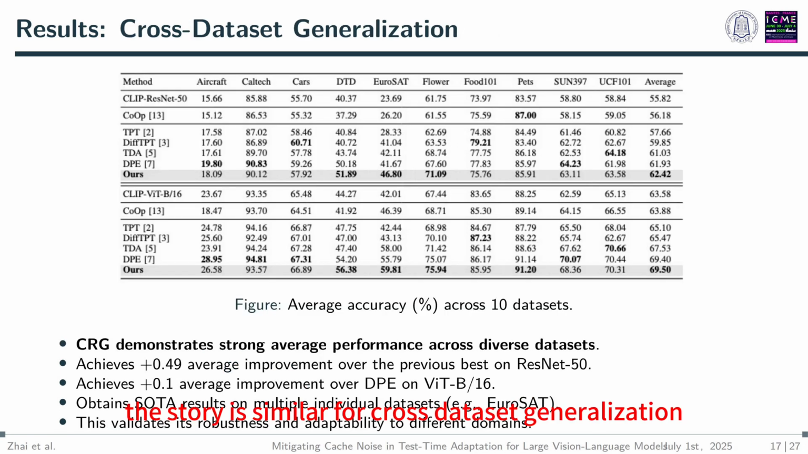The story is similar for cross-dataset generalization. CRG demonstrates strong average performance, improving over the state-of-the-art on both backbones and setting new records on several individual datasets like EuroSAT. This confirms the robustness and adaptability of our approach.